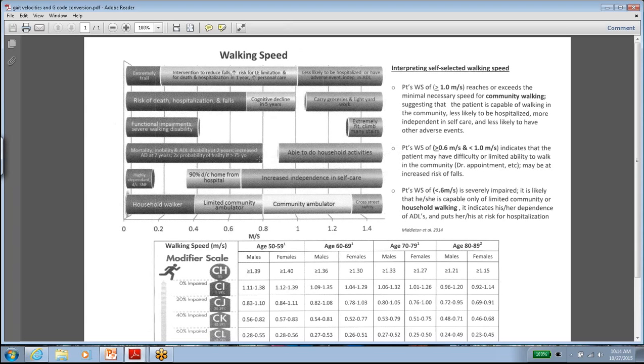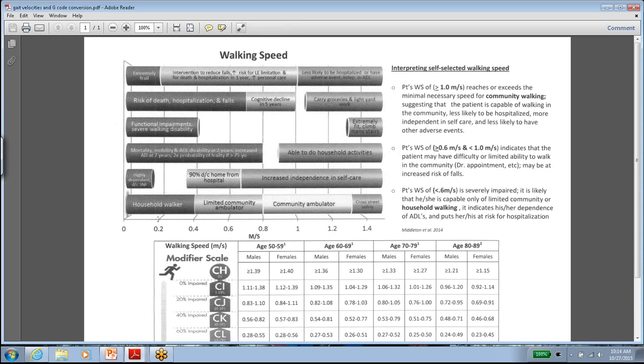It didn't take me a whole lot. Look at this: risk of death and hospitalization and falls if you're in this 0.2 to 0.6 category. So do you see, I'm not just saying let's do gait velocities because it's really kind of cool to do some math. What I'm trying to explain to you is the value of something.